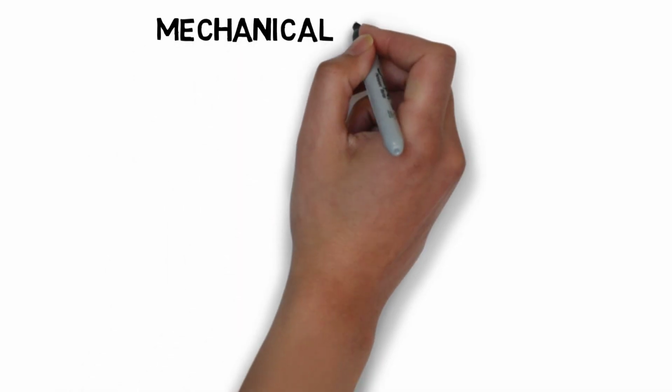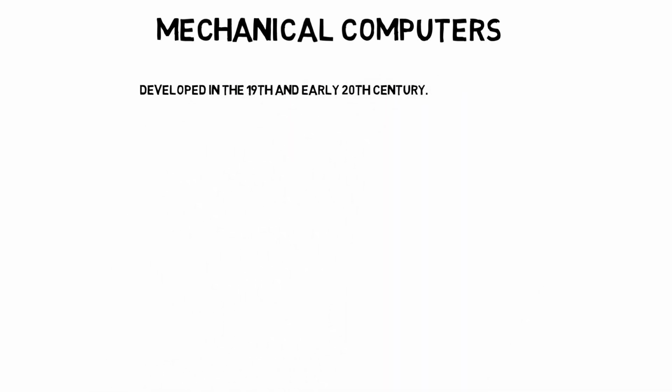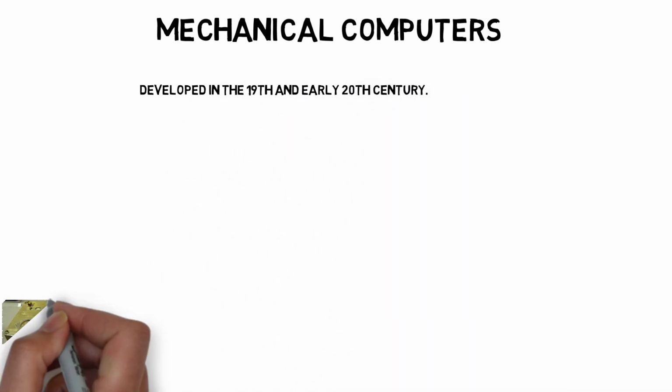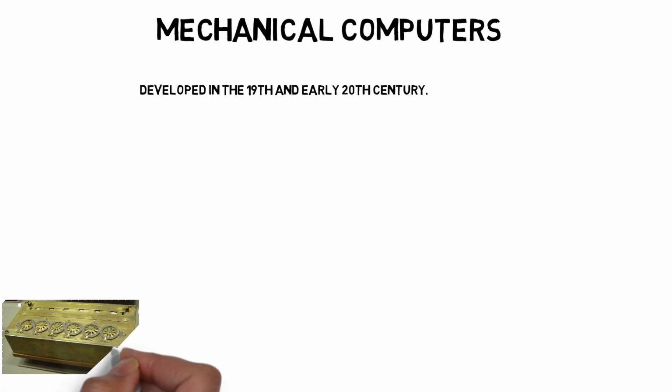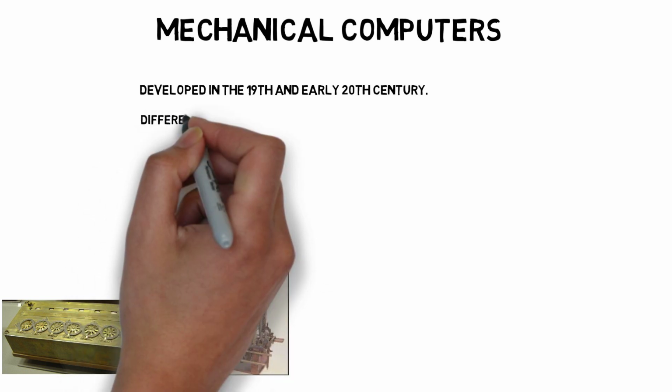Mechanical computers. Mechanical computers were some of the earliest types of computers developed in the 19th and early 20th century. These computers used mechanical components such as gears, levers, and switches to perform mathematical calculations. Here are some of the notable mechanical computers.